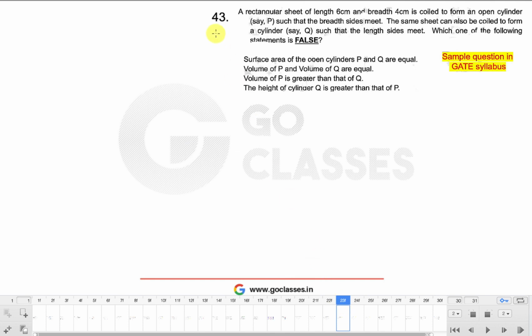Next question. Question number 43. A rectangular sheet of length 6 cm and breadth 4 cm is coiled to form an open cylinder. Okay, we have a rectangular sheet here. Length is 6 cm and breadth is 4 cm and this is coiled forming a cylinder such that the breadth sides meet. It means we have to fold it like this.